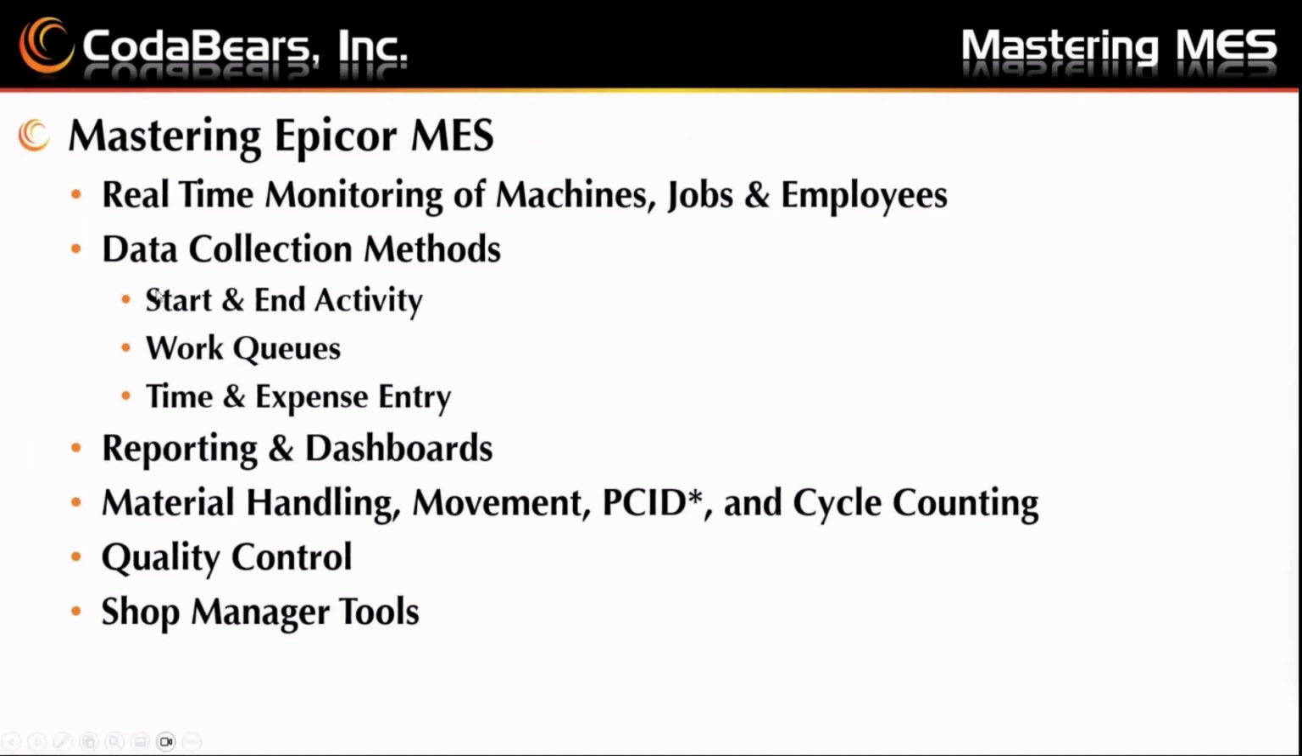The different data collection methods are start and end activity, there's a work queue, and then there's time and expense entry. I still run across people doing labor ticket entry and then coming back and saying, well, we need our information in more real time. Well, you're never going to get it through time and expense manual entry. That is always after the fact. Using the start and end activity has been the original way of data collection. Epicor rolled out the work queue, and I find a lot of people are not using this. So we're going to take a look at the work queue a little more today.